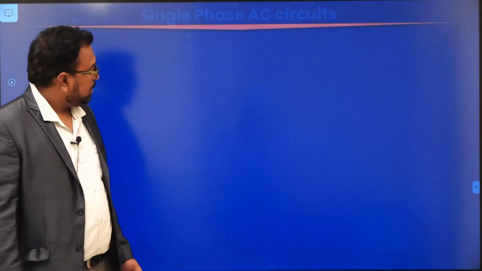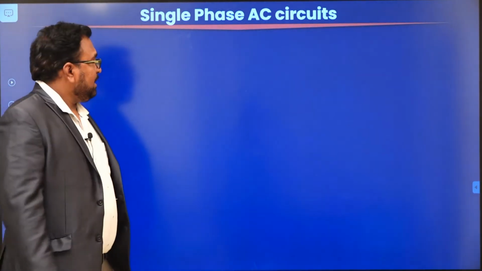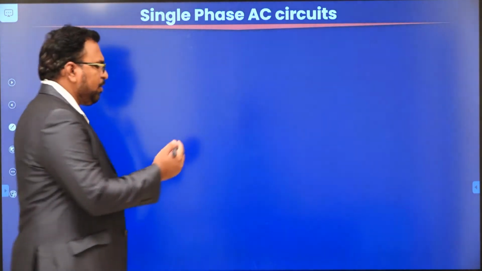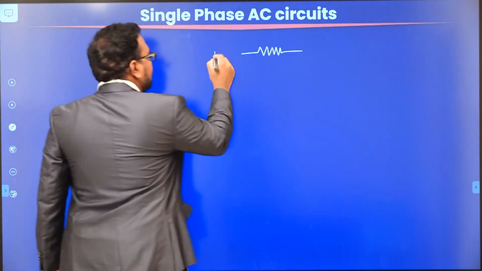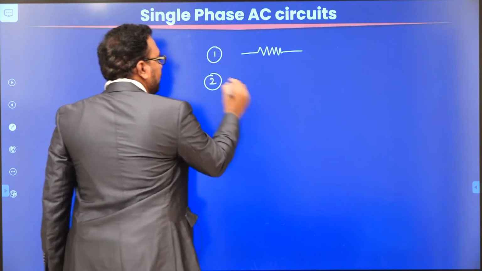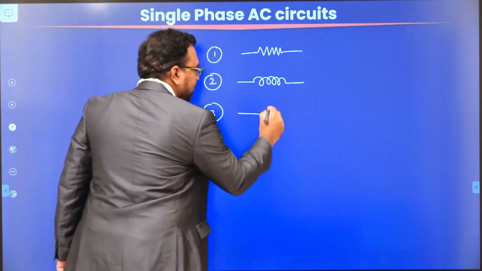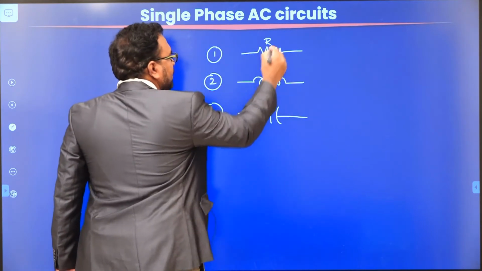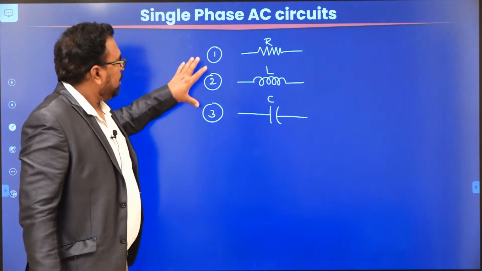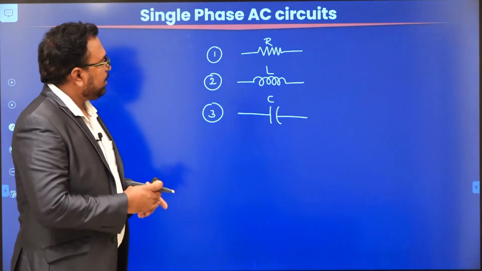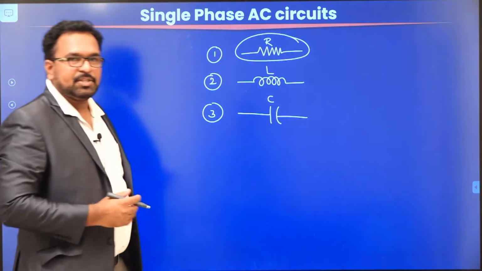In today's class, we are going to analyze single phase AC circuits. We know that there are three basic elements: the first one is the resistor, the second one is the inductor, and the third one is the capacitor. So these are R, L, C, the three basic elements of an electrical circuit. In the first unit, we analyzed the circuits which involve only the resistor.